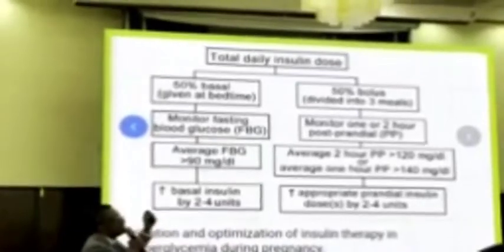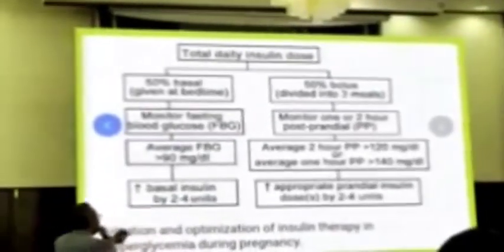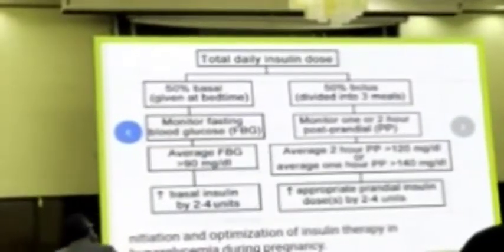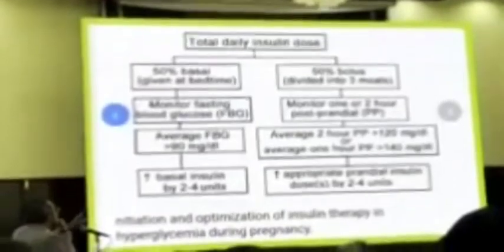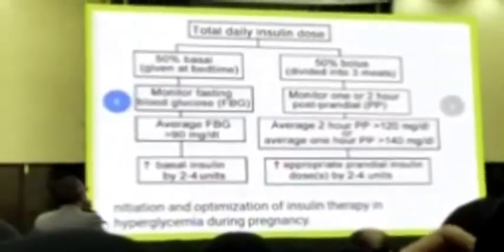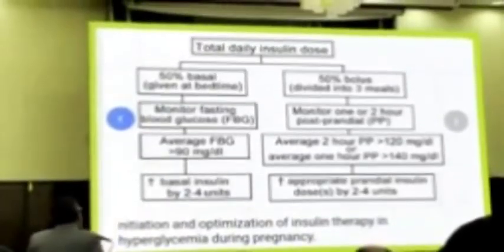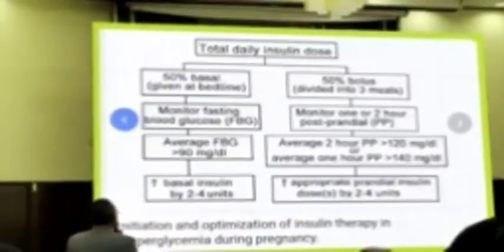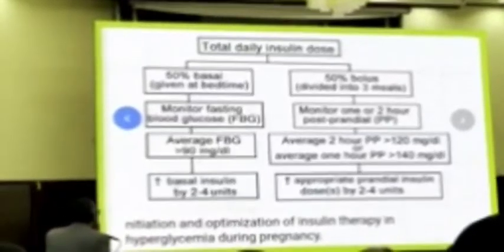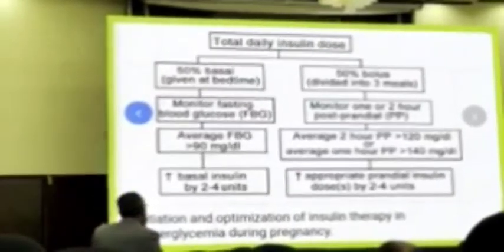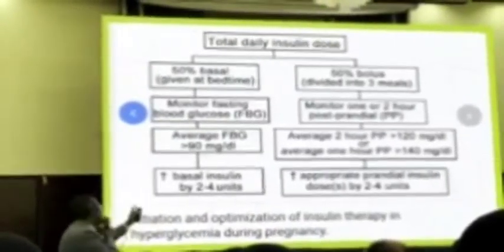So you have to calculate the total daily dose of insulin. You have to give 50% as a basal, usually at bedtime, and 50% as a bolus divided into 3 meals. When you use a basal insulin, you have to monitor the fasting blood sugar. Usually, if the average fasting blood sugar is more than 90, you have to increase the basal insulin by 2 to 4 units. What about the bolus?